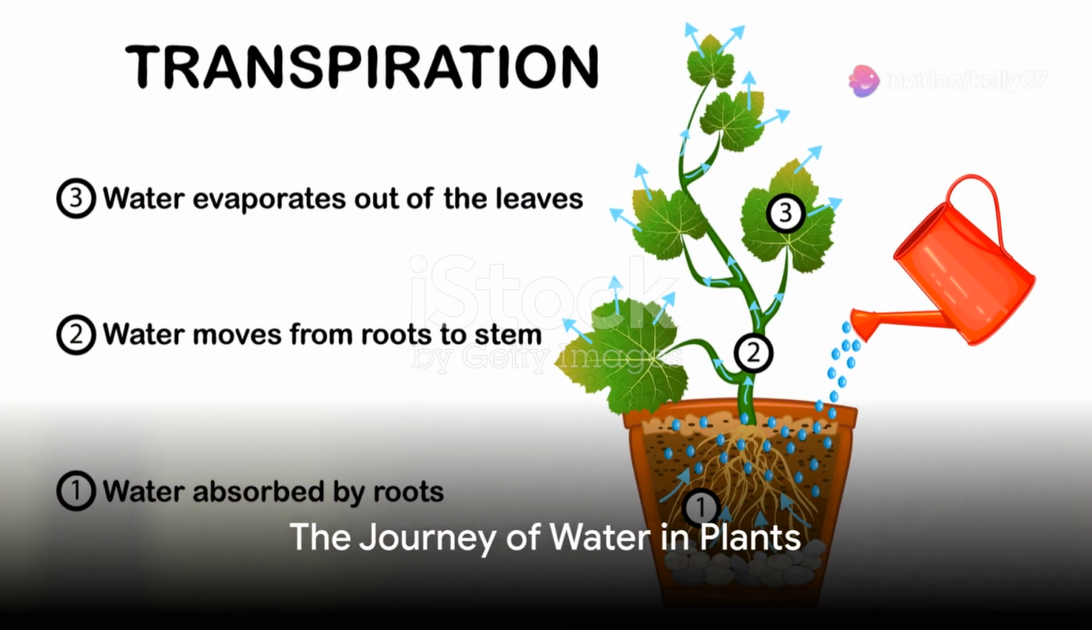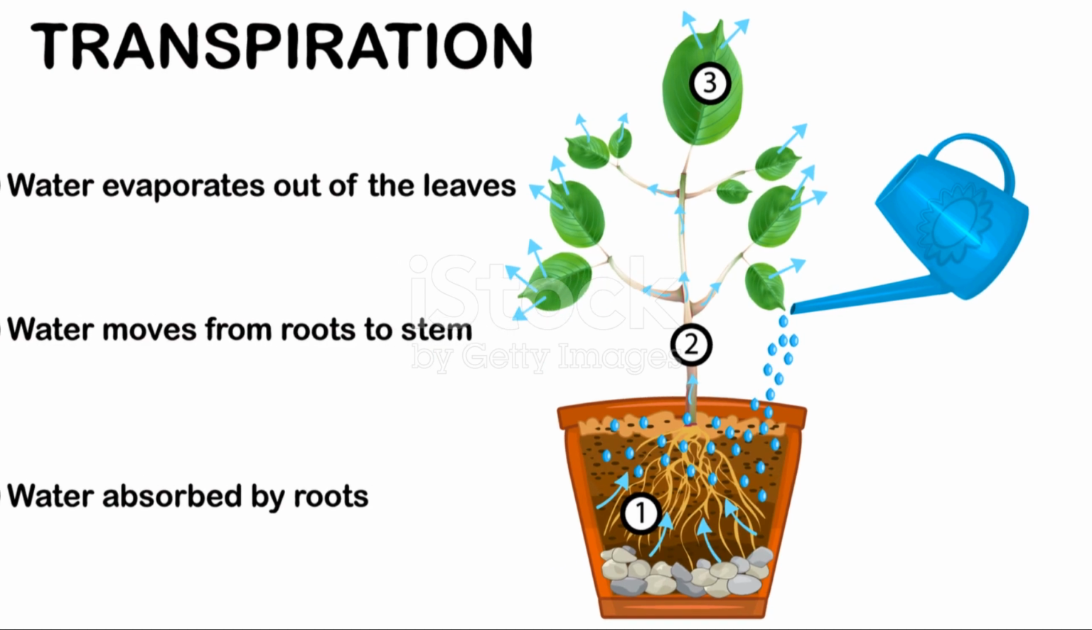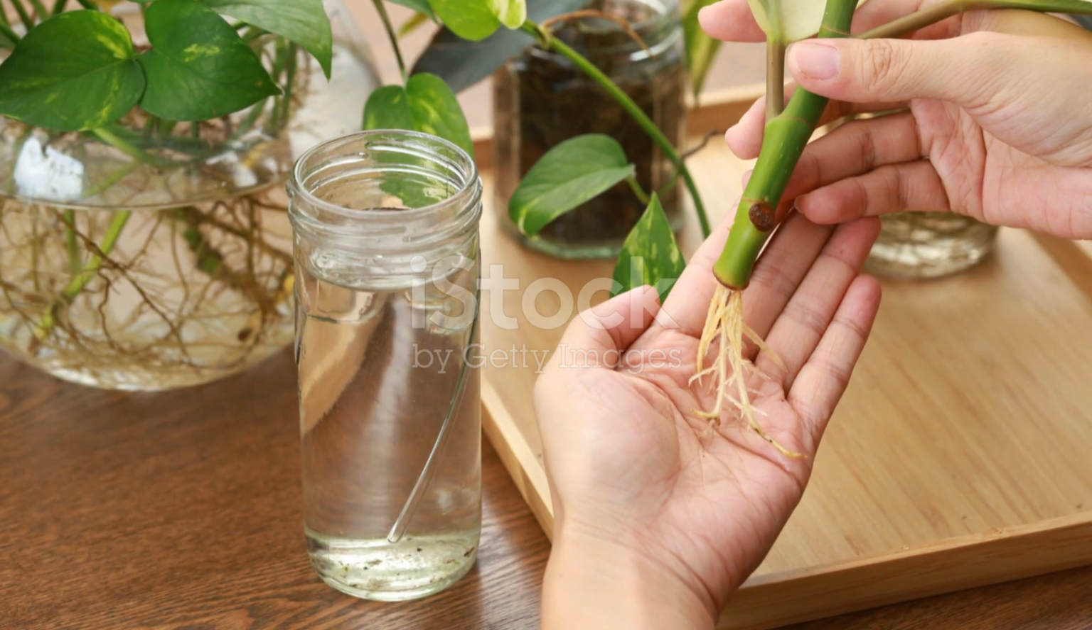Did you know that plants actually lose water to the atmosphere through their leaves? This natural process, known as transpiration, plays a pivotal role in the life of a plant. Let's dive into how this fascinating system works.